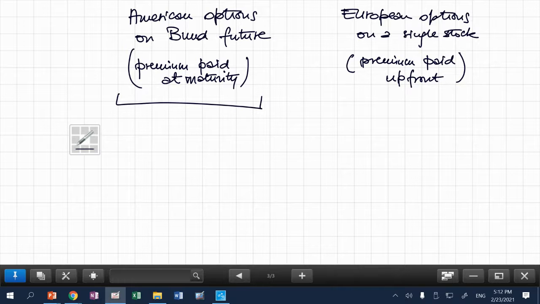Once we have understood how it works, it's even easier to understand a lot of things intuitively on this contract and then treat the other one as a variation, a slightly more complicated variation, than understanding everything first on European options on a single stock. That's why I'm moving a bit between the 2. All right, let us start.